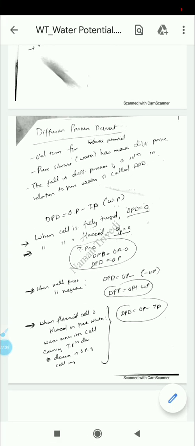From today's topic, plasmolysis and osmosis are important, especially plasmolysis. You should know when the cell will become flaccid, turgid, or plasmolyzed.